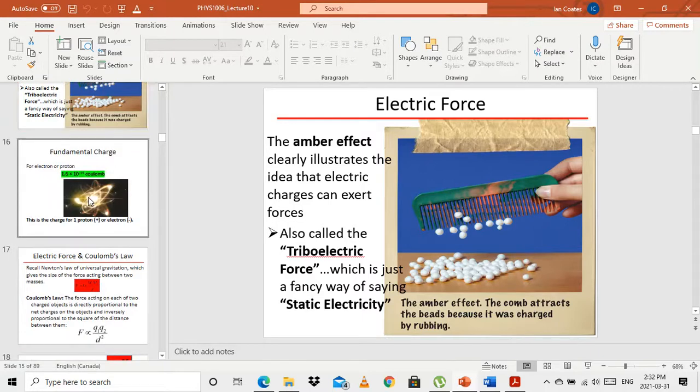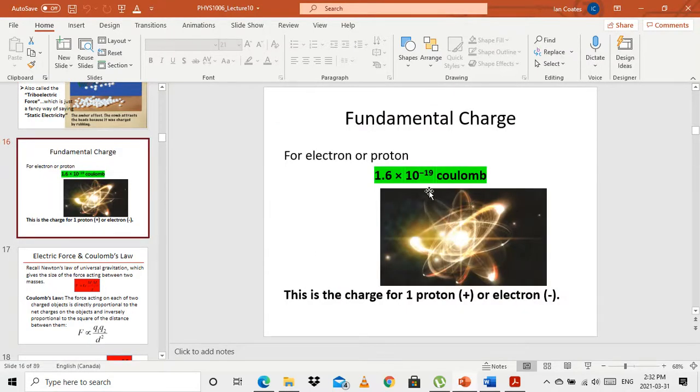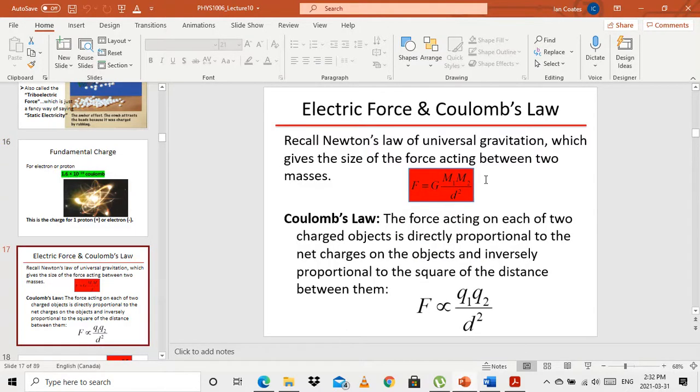There's that number again. You don't have to memorize it. You just have to know how important it is. It'll come into play when we start doing a little bit of calculations. This is the charge for one proton or electron. You guys will remember this formula. I can't even remember. It seems like 1,000,000 years ago. Was that week 5? We're dealing with the gravitational force of like the Earth or Jupiter or something like this, right? And you'll recall Newton's law of universal gravitation, which gives the size of the force acting between two masses.